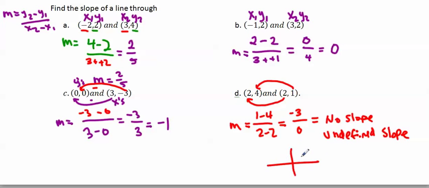On a graph, this usually looks like this, straight up and down, so there's no change in x when you change the y, which means that it is undefined. All right.